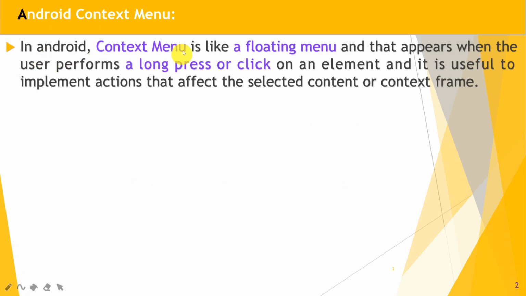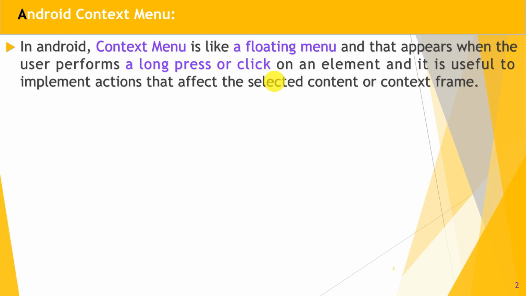So in Android, context menu is like a floating menu. It is also called a floating menu, and it appears when the user performs a long press or click on the element, and it is useful to implement actions that affect the selected content or context frame. So context menu appears when the user long clicks on elements such as a button, etc.